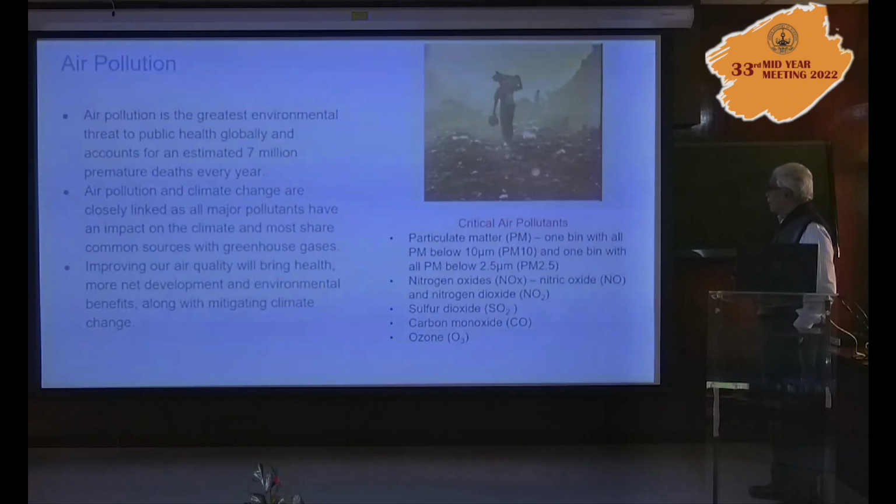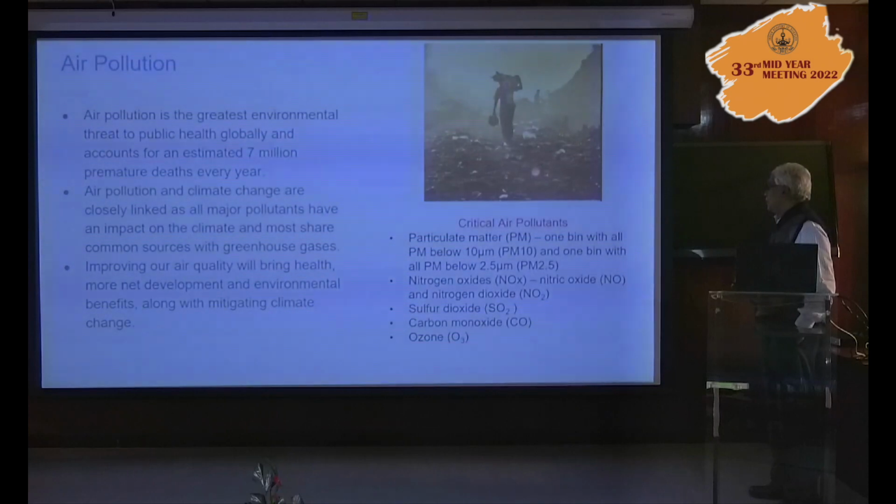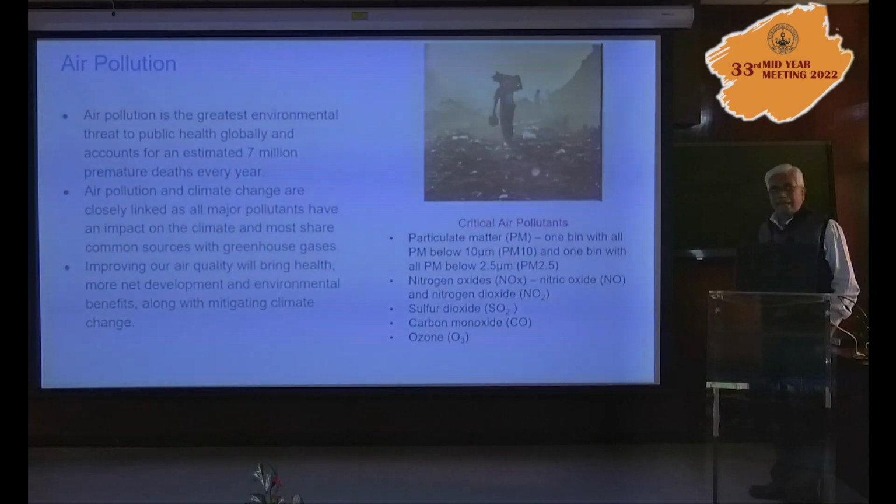So when we talk about air pollutants, what are the major components? One is particulate matter, which we normally discuss in cities like Delhi: PM 2.5 or PM 10. PM 10 is one bin with all particulate matter below 10 micrometers, and PM 2.5 is all below 2.5 micrometers. Then of course there are gases like nitrogen oxides, nitrogen dioxide, sulfur dioxide, carbon monoxide, and ozone. These are all basically called air pollutants, and they are all due to human activities.